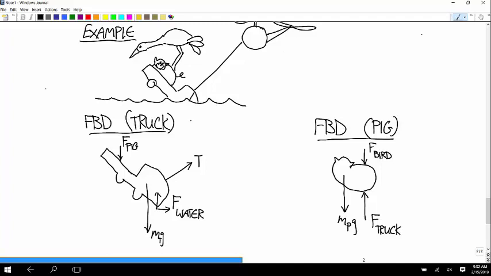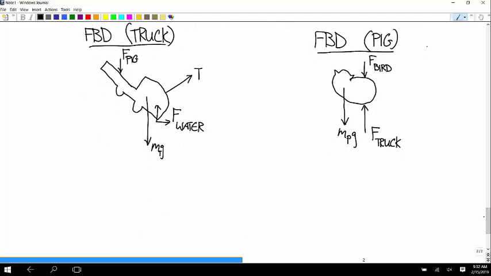The cable, the helicopter, the water, none of that stuff is touching the boundary of the pig, so that doesn't appear in the free body diagram. Okay, that stuff only communicates directly through those contact forces. Anybody have any questions?